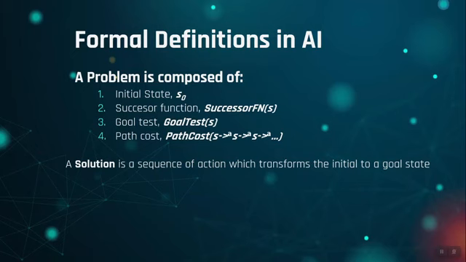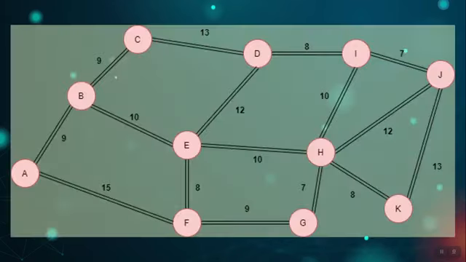So in order to create a problem-solving agent that can solve search problems, we have to first formally define a problem. In AI, a problem is defined using the following components: the initial state, the successor function, the goal test, and finally the path cost. Such that a solution is a sequence of actions transforming the environment from a given state to a final goal state.